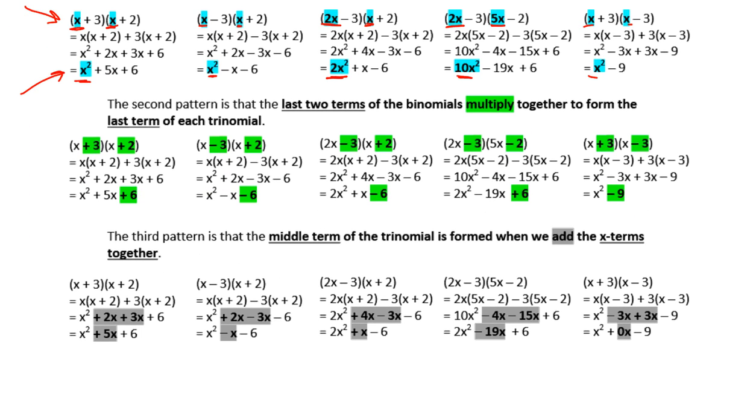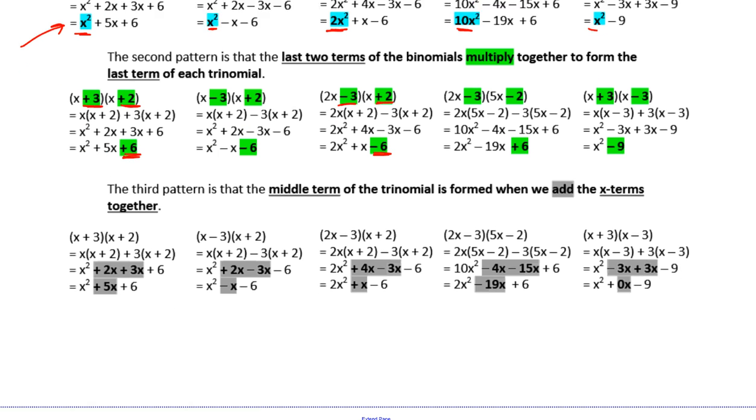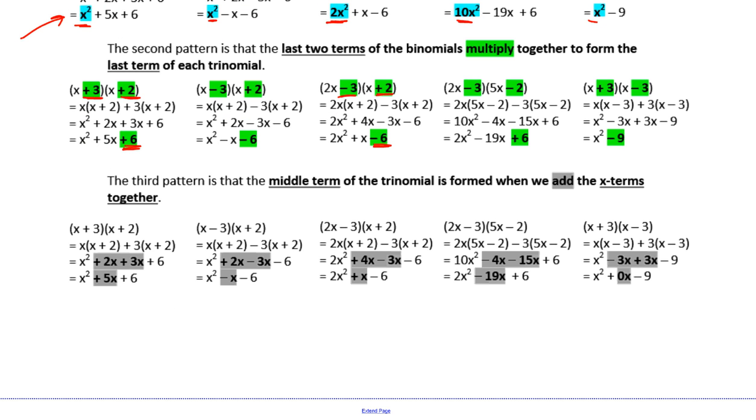Next pattern that you'll notice is that the last two, the 3 and the 2, multiply to the last number now. 3 times 2 is 6. Negative 3 times positive 2 is negative 6. And you'll see that again with all of them. So that's pattern number 2. Pattern number 3 is that when we did all this, these middle terms, the 2x and the 3x, add to give us our middle term in the end. So 2x plus 3x is equal to 5x. This one, 4x minus 3x gave us x.